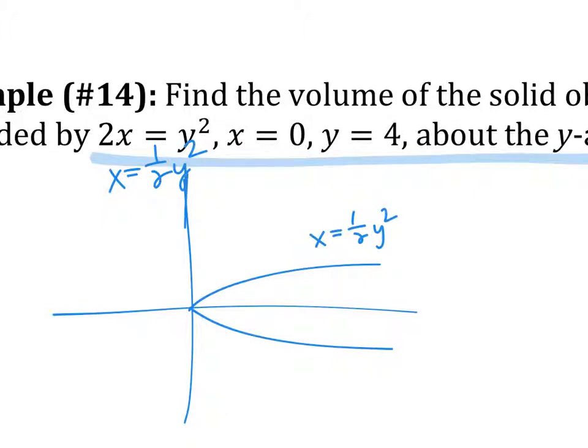X equals 0. Well, it shouldn't be like wider. Wider? Instead of... Let me think. When y is 1, x is 1/2. Because it's increasing. Oh, yeah, you're right. Yes.